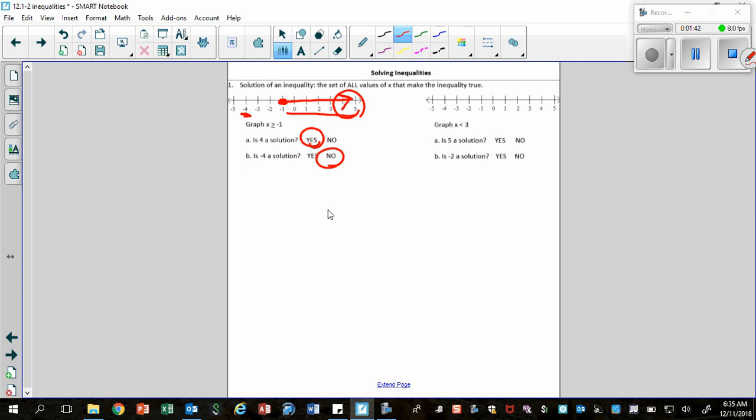Okay, let's take a look at the next one. Graph x is less than 3. So open circle at 3, and we're going less than, so all the things that are less than 3 to the left. They ask in A, is 5 a solution? Does that line cross 5? No. Does the line cross -2? Well, yeah, it does. So those are your solutions for the first two problems.